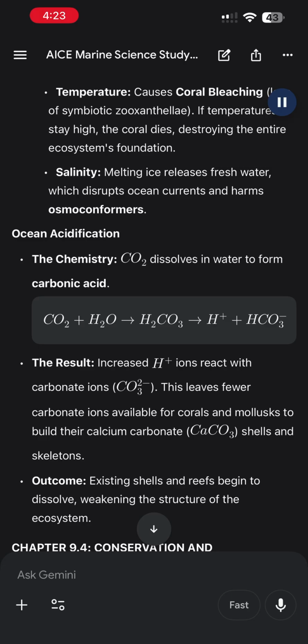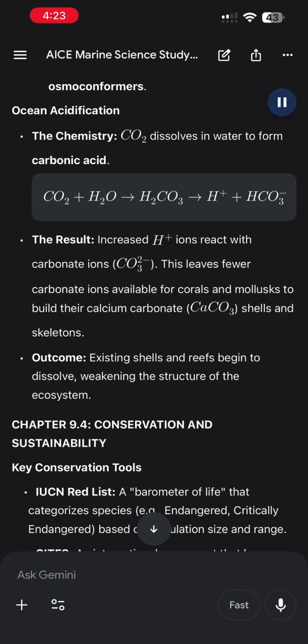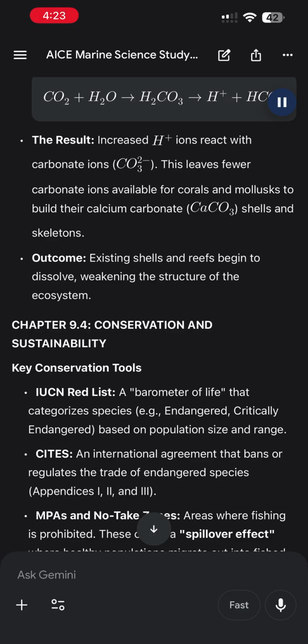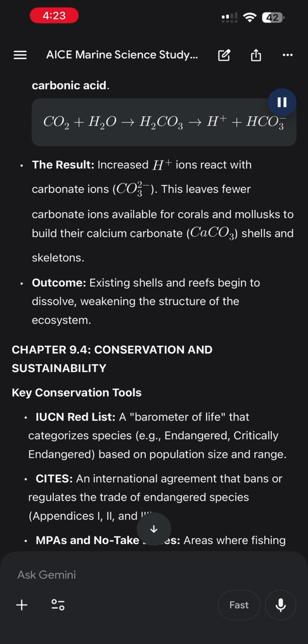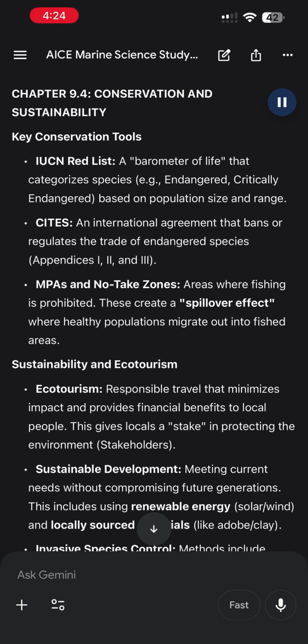Chapter 9.4 Conservation and Sustainability. Key conservation tools. IUCN Red List, a barometer of life that categorizes species, e.g., endangered, critically endangered, based on population size and range. CITES, an international agreement that bans or regulates the trade of endangered species. Appendices 1, 2, and 3. MPAs and no-take zones, areas where fishing is prohibited. These create a spillover effect where healthy populations migrate out into fished areas.